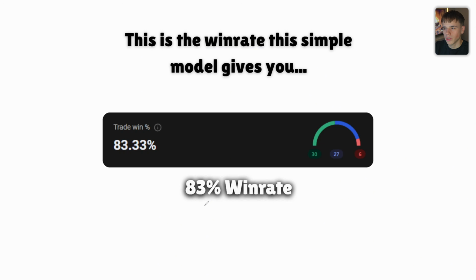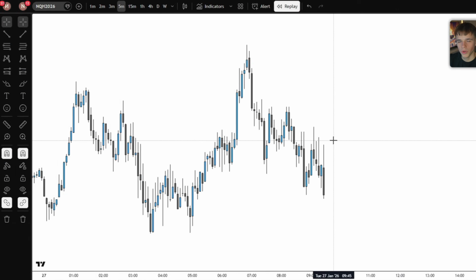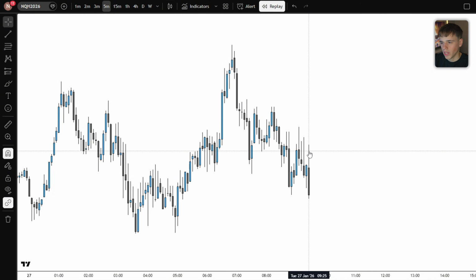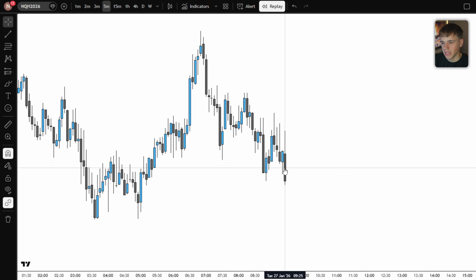So right now what I'm gonna do is I'm gonna actually go to the live market and I'm gonna show you exactly how I spot the setups, how I execute them, so you can do the same. Okay, so here we are at the actual live chart. So you can see right now it is 9:25 in the market and market open is just about to happen.